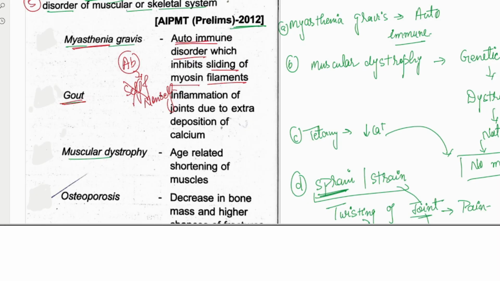In gout, they are saying inflammation of the joint due to extra deposition of calcium. Not because of this, because of uric acid, as we have seen in gout, right? Because of the uric acid. So it is also incorrect. Muscular dystrophy is the age-related shortening of the muscles. Muscular dystrophy I showed you here. It is a genetic disorder because of the dystrophin protein. It is not age related, it is actually a genetic disorder, so it is also incorrect.